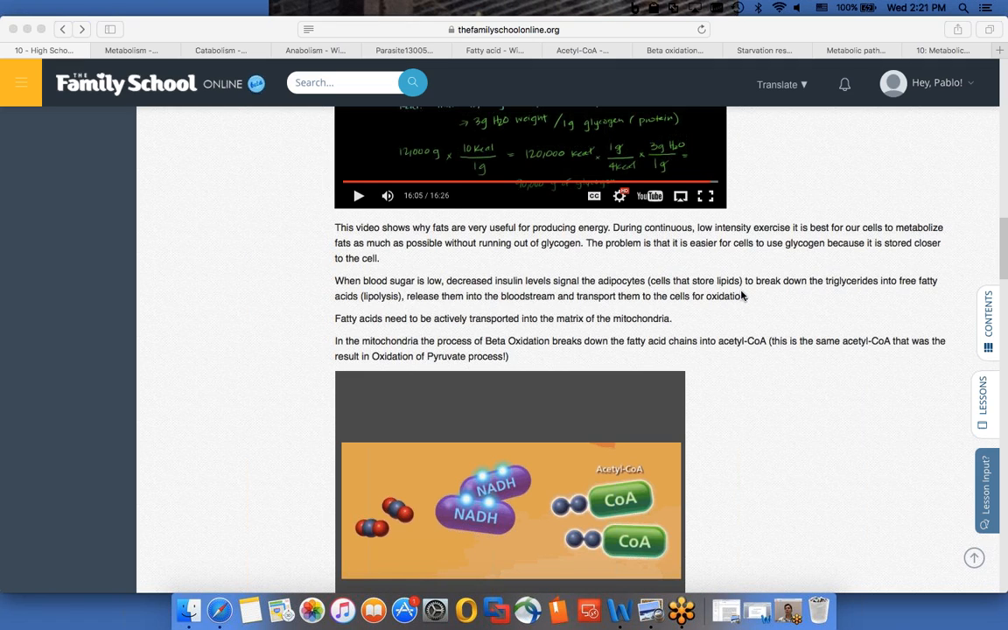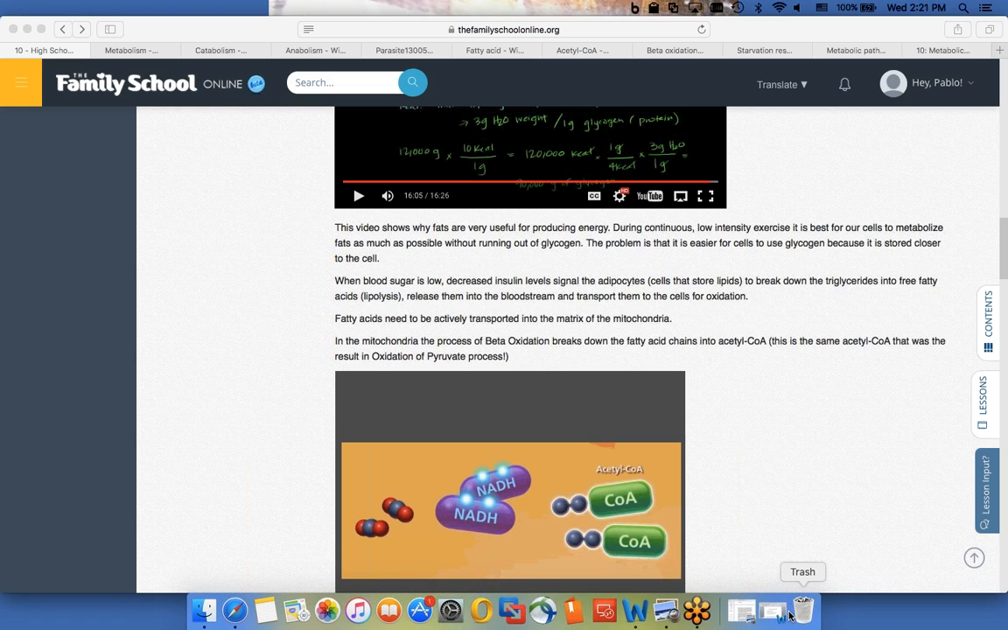So we see that the fatty acids are broken down and separated. The process is lipolysis, and then they are released into the bloodstream. What does this next sentence mean, Anna? I guess the fatty acids are transported to the mitochondria. What does it mean that they are actively transported? I guess maybe a constant flow.